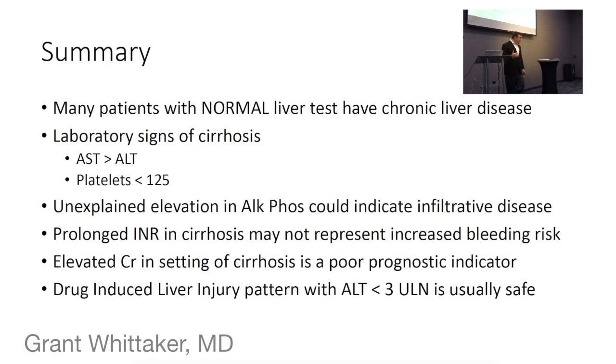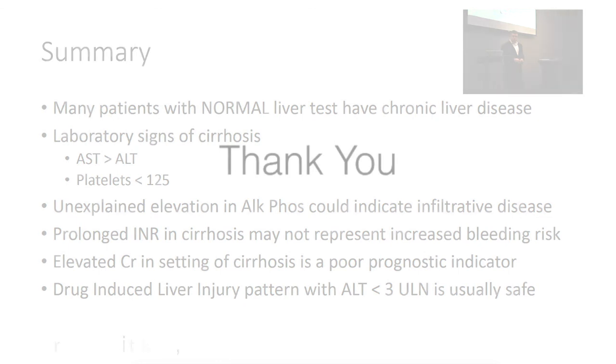Prolonged INR does not mean that the patient's an easy bleeder. That's just one thing we can look at, so you can't treat based on what the INR is. Elevated creatinine is always a bad sign in someone who has cirrhosis, so get them some help, get them to somebody that can take over. And then any drug-induced liver injury pattern that's greater than 3 times the upper limit of normal is worrisome. You want to stop the drug. If it's less than that, it's okay to continue and watch it. That's it. Any questions?